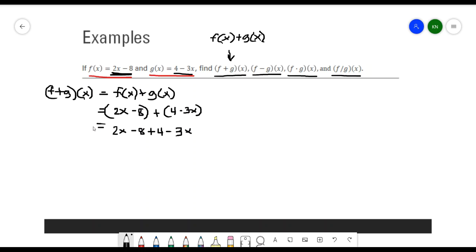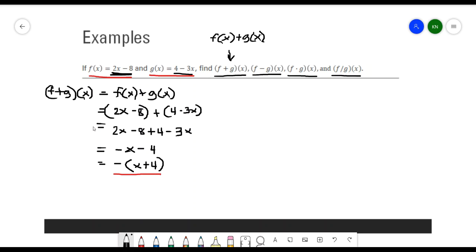So combining like terms, 2x minus 3x is equivalent to negative x. And negative 8 plus 4 is equivalent to negative 4. So that is also equivalent to negative x minus 4. So this is now our result for our f plus g of x.